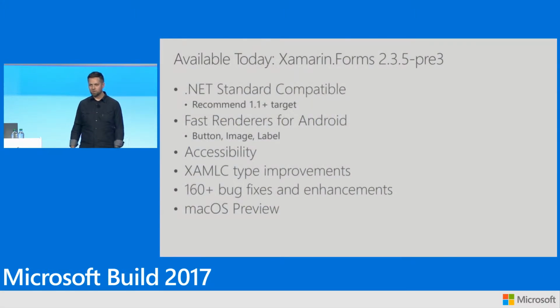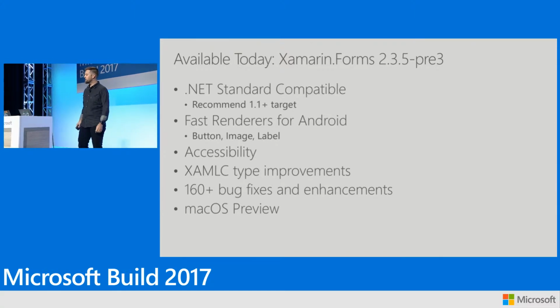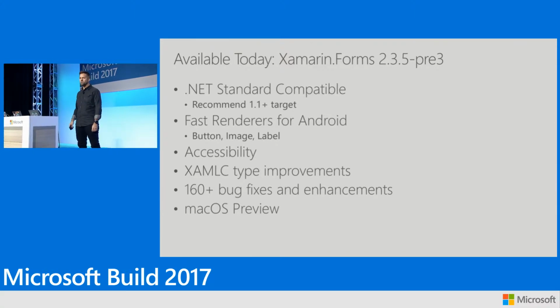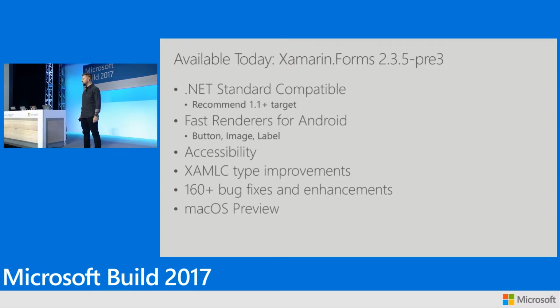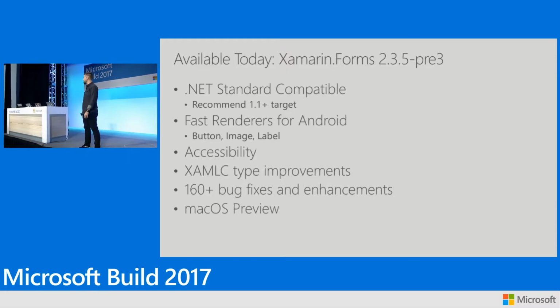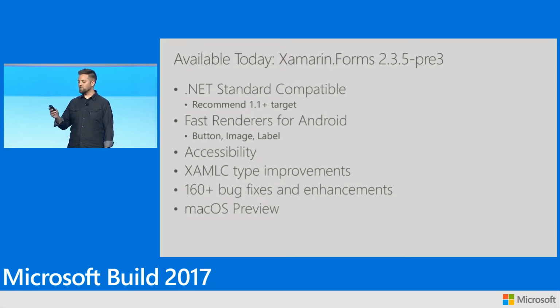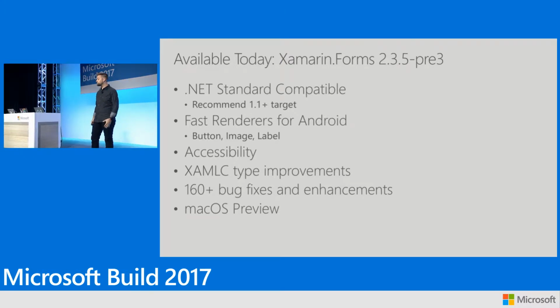So what's available today to you is 2.3.5 Pre-3, because that's not a mouthful, which includes the .NET Standard compatibility. It is compatible with 1.0 technically, but what I'm hearing from the engineering team is we really suggest 1.1, 2 if you can, for your best experience. Fast renderers for Android, button, image, and label are available. And again, Jason's going to mention more about what that is in just a minute. Accessibility is out there, so now you have hint and name, so that when you're doing voice, if you have users that need that accessibility control on their devices, you get that voice hinting.